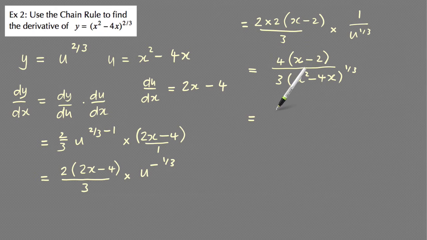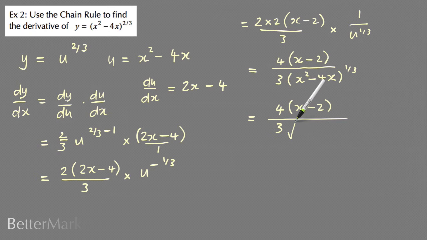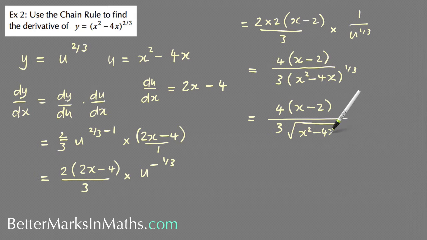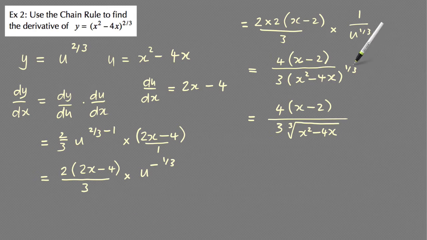You could also write it in this form, 4 bracket x minus 2 on 3, and then write this as the cube root of x squared minus 4x, putting a little 3 there to show it's a cube root. This is a sufficient answer at this step, and it's easier to work with things to powers rather than the cube root most of the time. So it's good to be able to go from this step to that step.